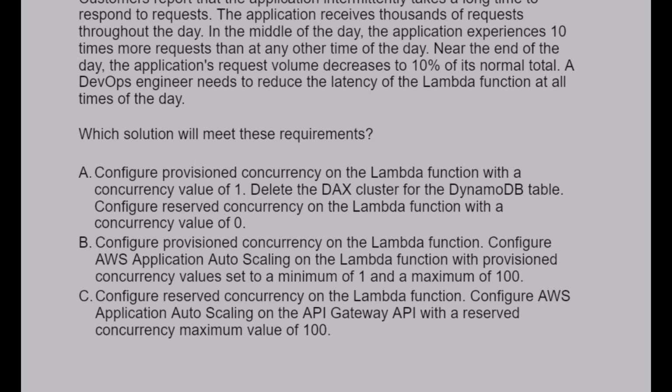Option B, configure provisioned concurrency on the Lambda function. Configure AWS Application Auto Scaling on the Lambda function with provisioned concurrency values set to a minimum of 1 and a maximum of 100. Option C, configure reserved concurrency on the Lambda function. Configure AWS Application Auto Scaling on the API Gateway API with a reserved concurrency maximum value of 100.